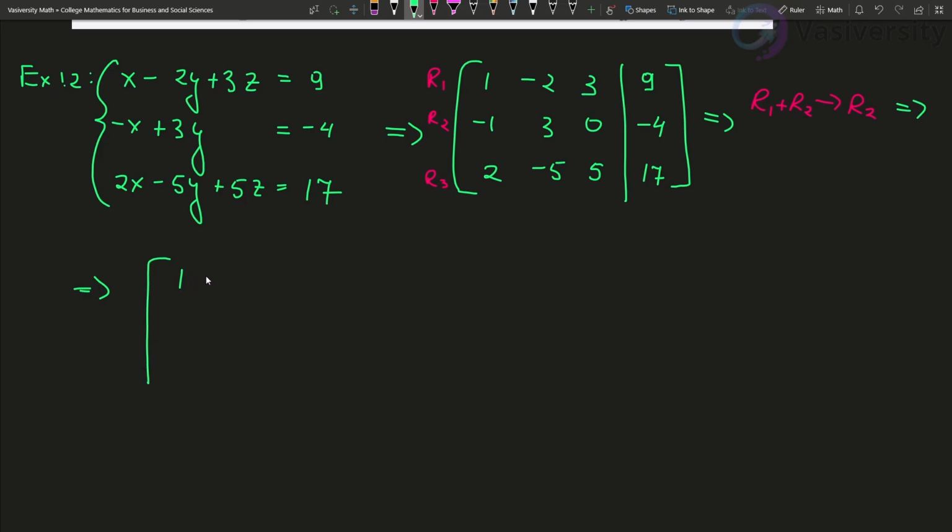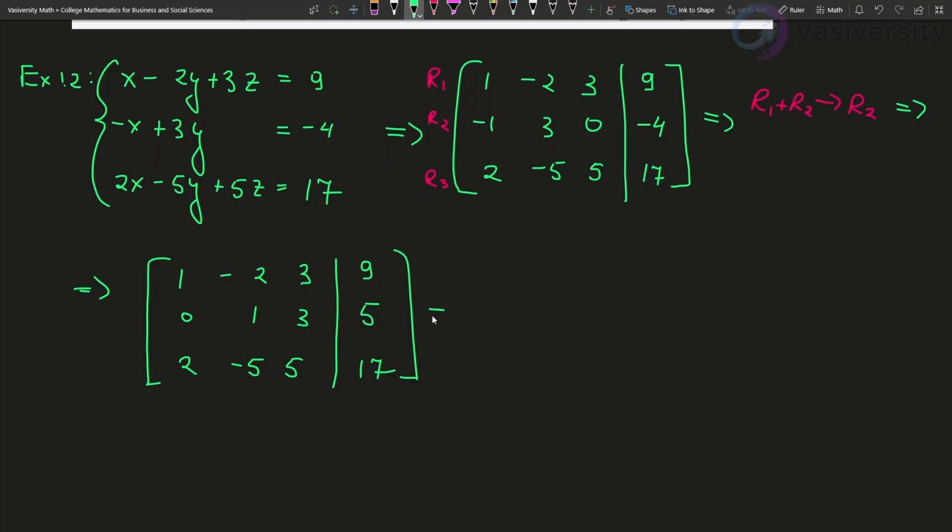So we're going to have our first row remain the same, 1, negative 2, 3. Our second row becomes 0, 1, 3. And then here it's important, we had a 9 here, it became a 5. Right, so we have to reflect that in this column as well. And then the last row is 2, negative 5, and 5.